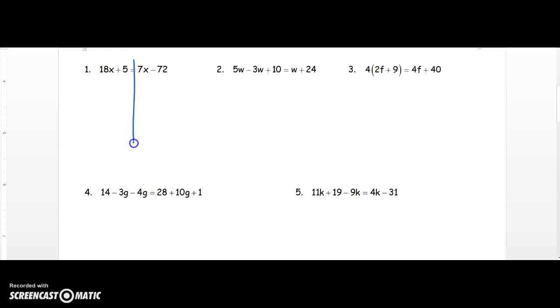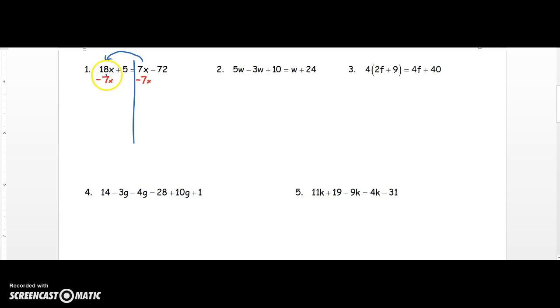Number 1, 18x plus 5 equals 7x minus 72. Okay, some big numbers, I know, but stay consistent. Let's look at x's on both sides of the equation. Like I said, always move your x to the other side of the equation. How do we do that? We take it off of one side and put it on the other. Positive 7x. What is the opposite of positive 7x? Negative 7x. So we are going to subtract 7x on both sides.